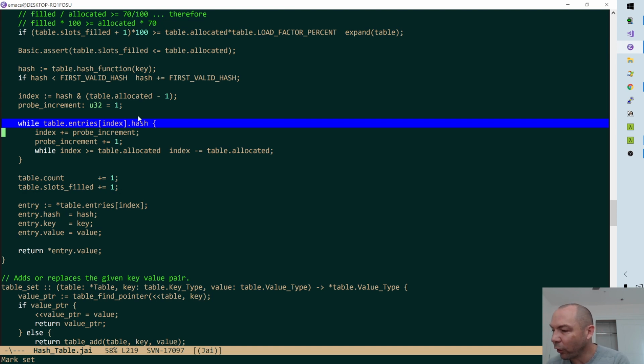Maybe if you do it in reverse, it could be faster. No, reverse is isomorphic to forward, right? It's just the same.